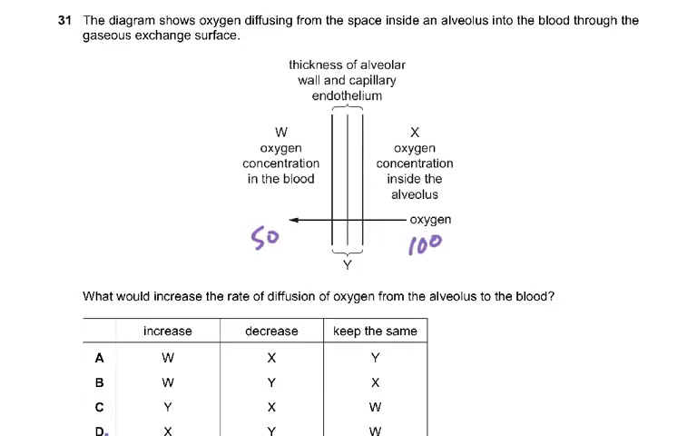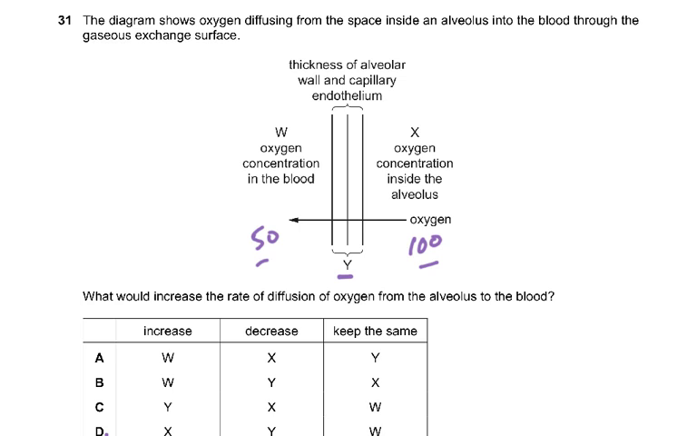Question number 31. The diagram shows oxygen diffusing from the space inside an alveolus into the blood through the gaseous exchange surface. Now, I always tell you ways to handle these questions. So always put some figures on it. It says thickness of the alveolar wall and capillary endothelium. That is Y. W is the oxygen concentration in the blood, and X is the oxygen concentration in the alveolar. So say this is 100 and inside it's 50.